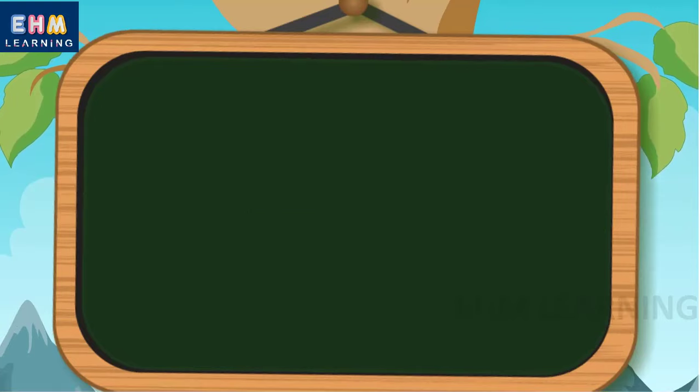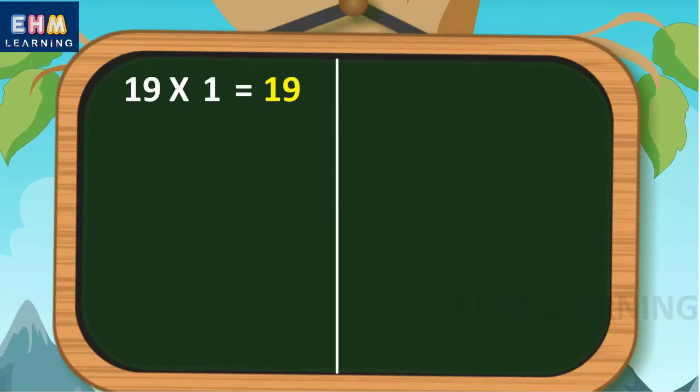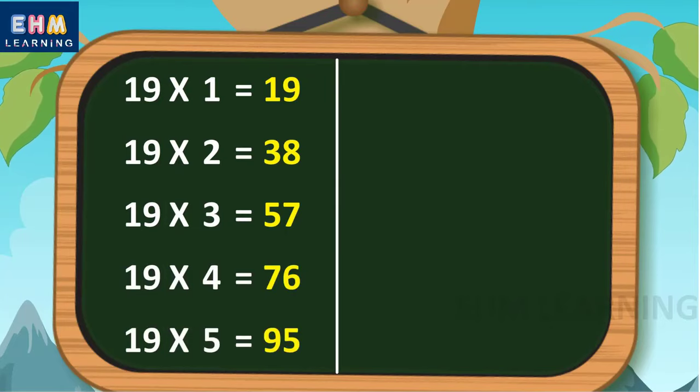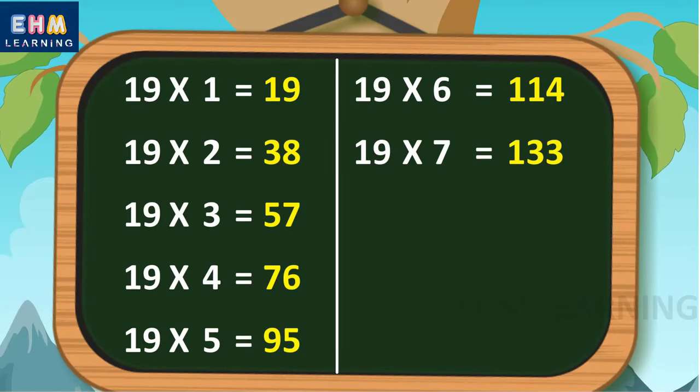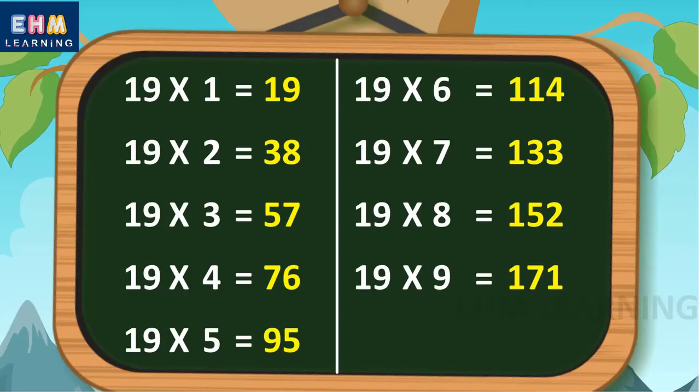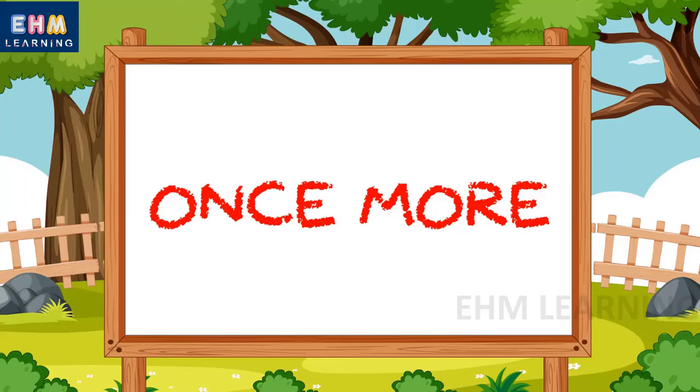Let's learn again. 19 ones are 19. 19 twos are 38. 19 threes are 57. 19 fours are 76. 19 fives are 95. 19 sixes are 114. 19 sevens are 133. 19 eights are 152. 19 nines are 171. 19 tens are 190. Once more.